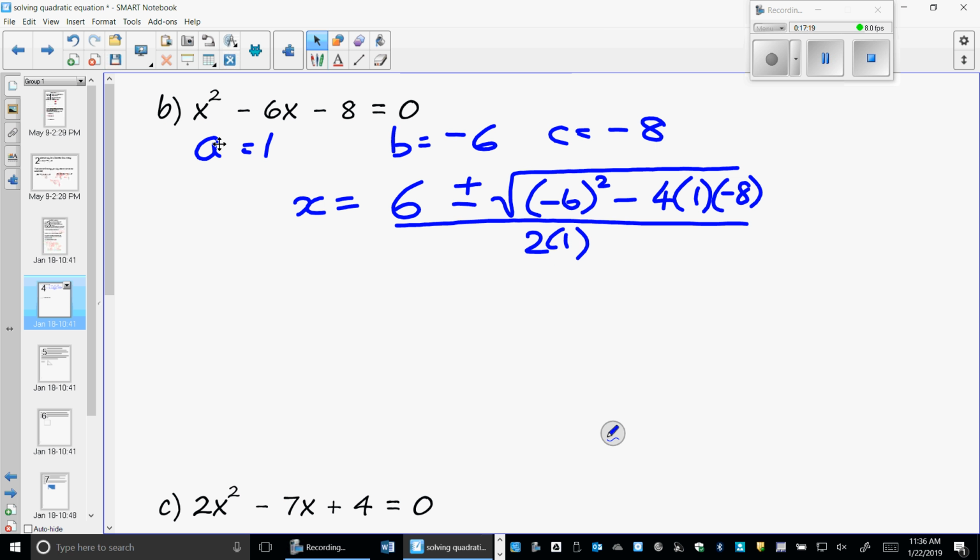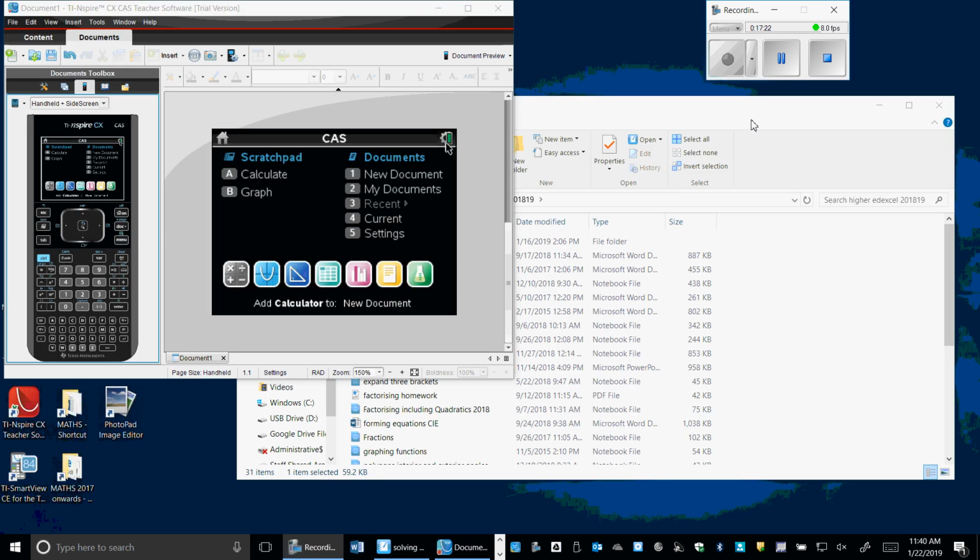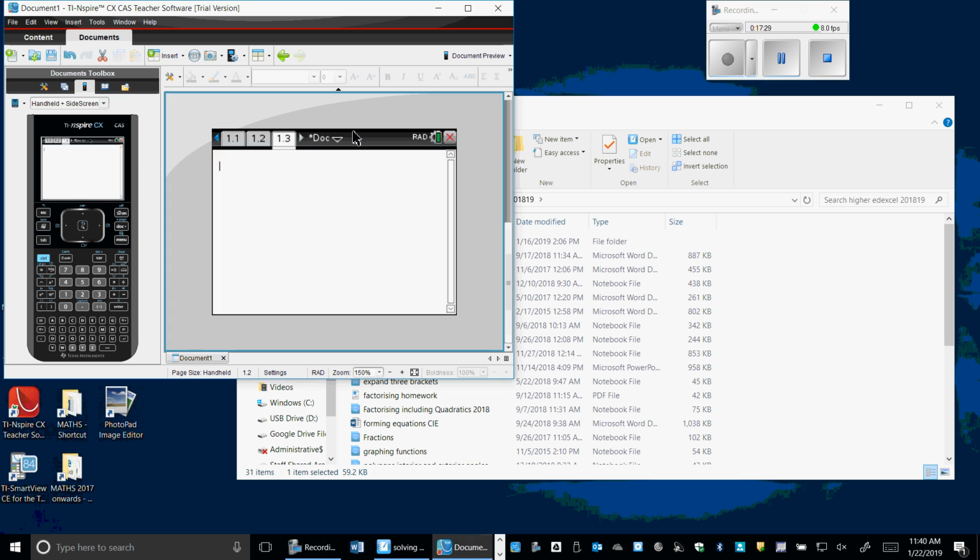Now we can use the calculator. All right, so we've got our main screen. We're going to calculate something, so you need to open up a calculate page, and then you press menu.